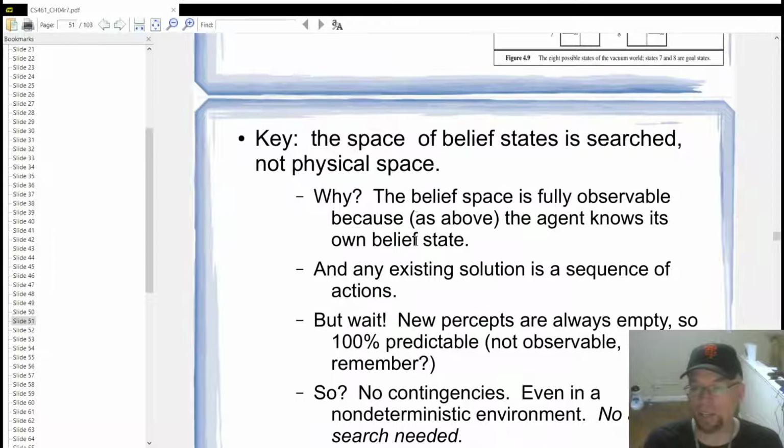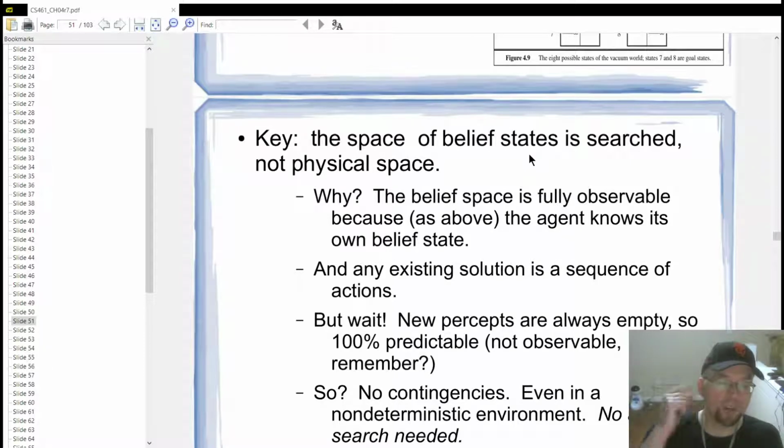Okay, so here's the key, right? You're not going to do a search on the physical states, right? In the states in reality, you can't, okay? Because you don't know what state you're in when you first start off, right? And as the search progresses, that tree is not going to necessarily match reality because you don't know what your initial state actually is, okay? So what you do instead is it's the space of belief states that gets searched, okay?